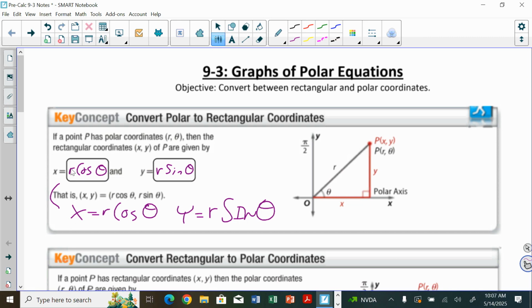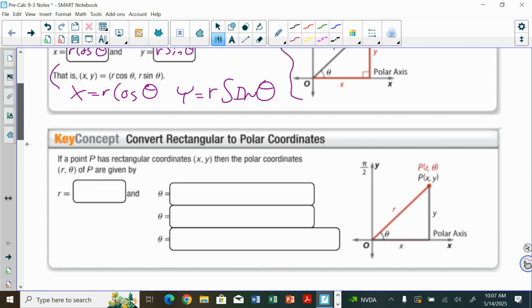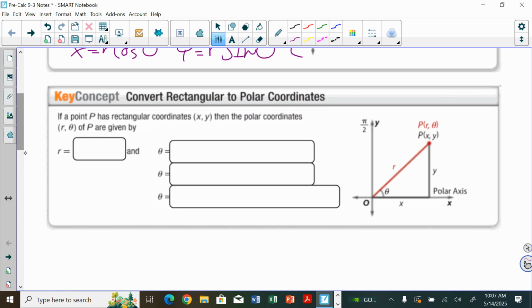So we would simply do it, right? You have r, you put that on top, you multiply it by the cosine of your theta, and the sine of that theta to get your XY coordinates. And here's a little picture over here if you want to look at it. Next up, going the opposite way. This one's a little bit trickier, but we'll talk about it.